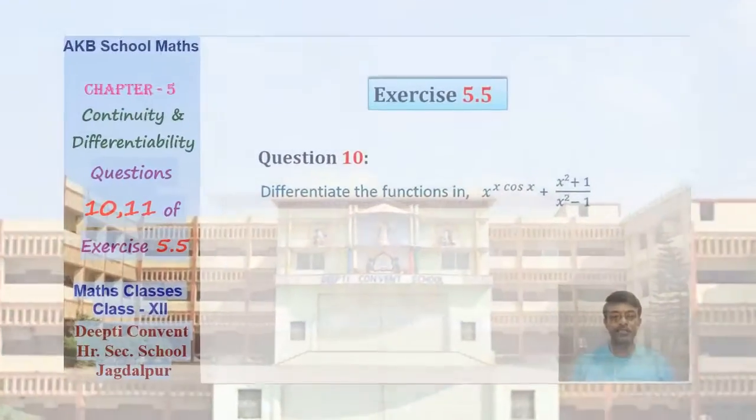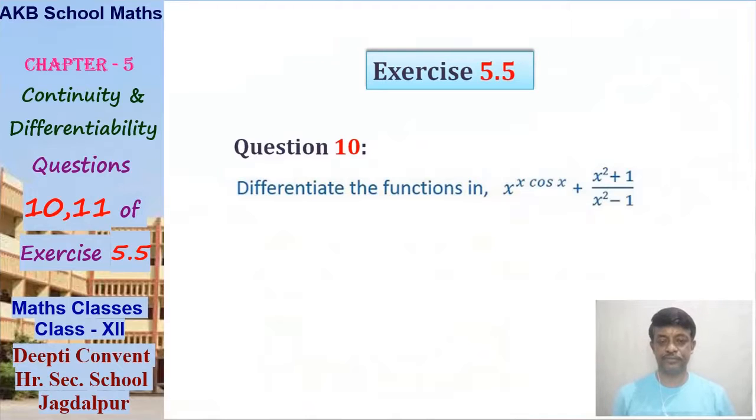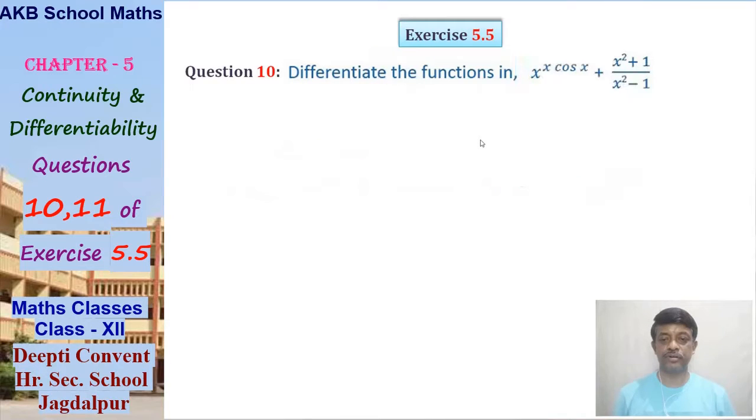Question 10 of exercise 5.5. Differentiate the function x to the power x cos x plus (x square plus 1) by (x square minus 1). Okay, let us try to solve question 10.